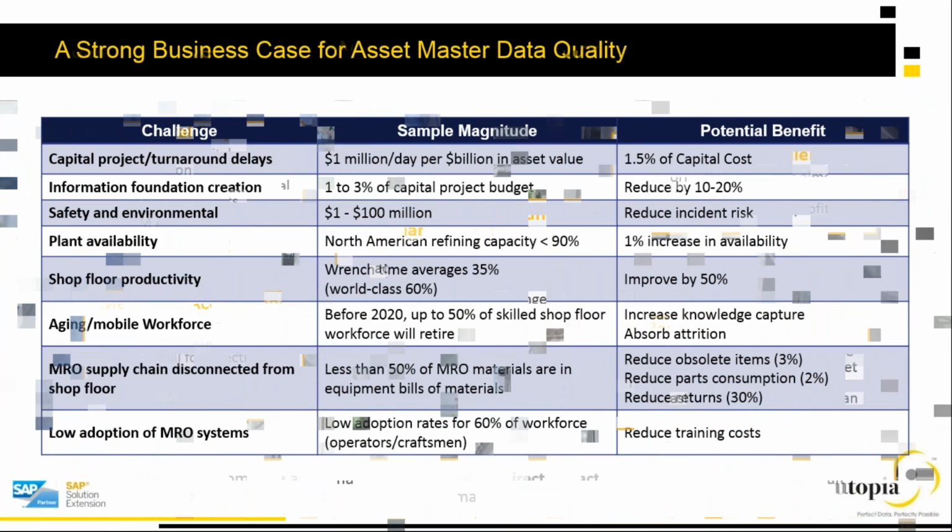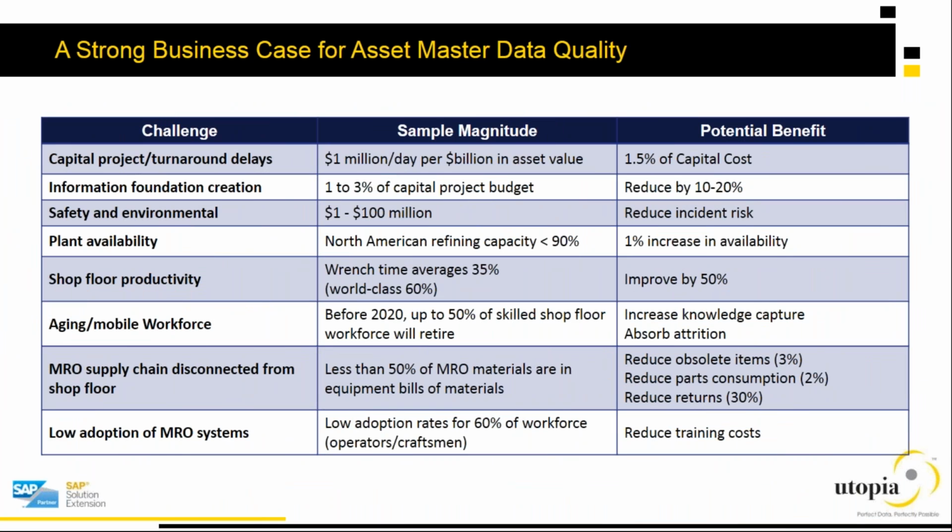While the drivers and benefits for asset data governance are plentiful, the business case and ROI provides a really significant benefit. Looking at capital projects, right? We mentioned the 1% that can cause overruns, but even the environmental and safety processes, anywhere from $1 to $100 million, you can reduce those incidents of risk.